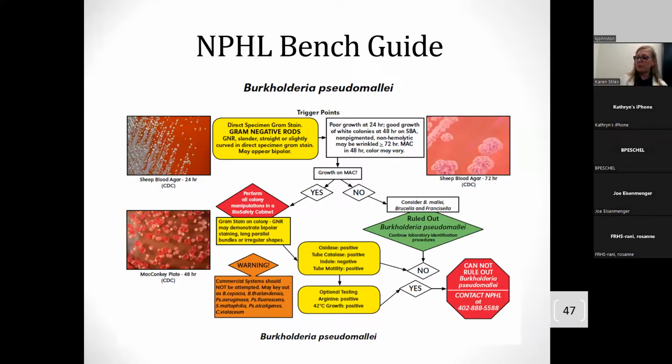I don't expect people to do the arginine, which is what the ASM manual would tell you to do, or 42-degree growth. Some of our bigger hospitals in Omaha may be able to, or Kearney, maybe you guys are able to, but you know, I'm learning every day that some of the bigger hospitals don't even do the 42-degree growth anymore. That just takes a special incubator. Okay.